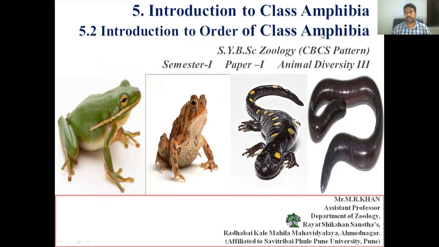As we know, the first animals to transition from an aquatic mode of life to a terrestrial mode of life are amphibians. And amphibians show a double life.